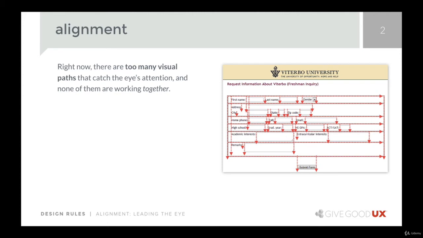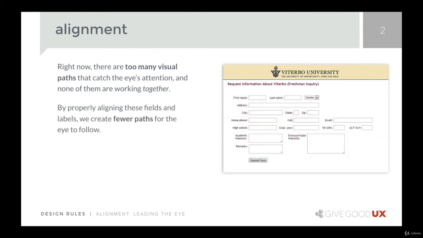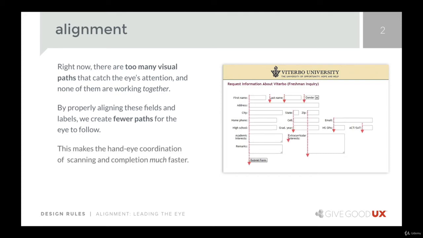Okay, see all the different starting and stopping points? Every one of those arrows is something that the brain and the eyes have to look at and move on, look at and move on, look at and move on. It's trying to make relationships and there's just too much to deal with. By properly aligning these fields and labels like this, we create fewer paths for the eye to follow. Doing this makes hand-eye coordination of scanning end-to-end form completion, in this case, much, much faster.